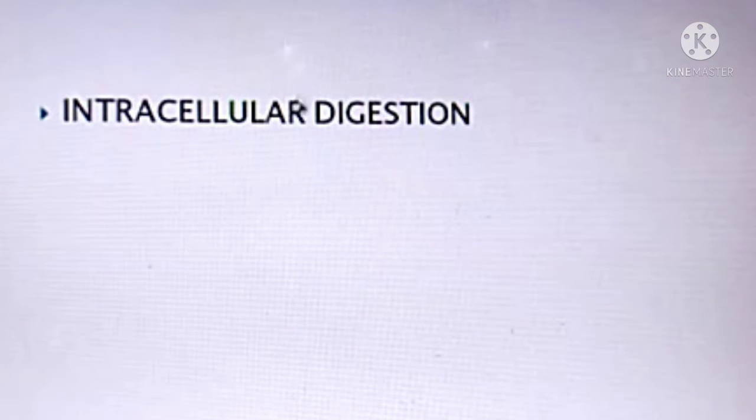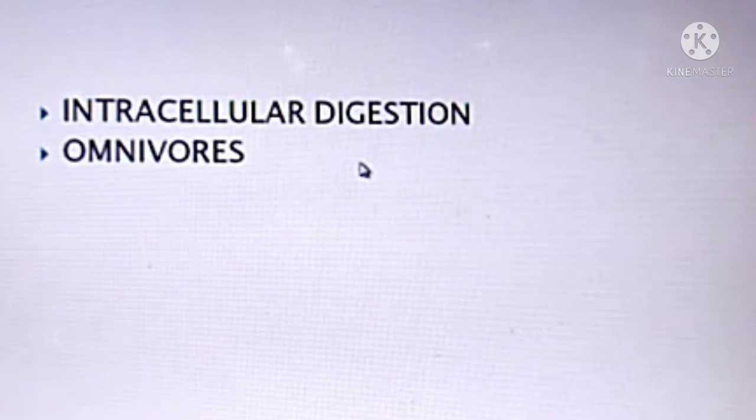So the amoeba is a protozoan. Their digestion takes place inside the cell. That type of digestion we call intracellular digestion. And next point, they are omnivorous. What do you mean by omnivorous? That means they can feed on both plants and animals. For example, microscopic algae, bacteria, protozoa and particles of decaying organic matter they are feeding.